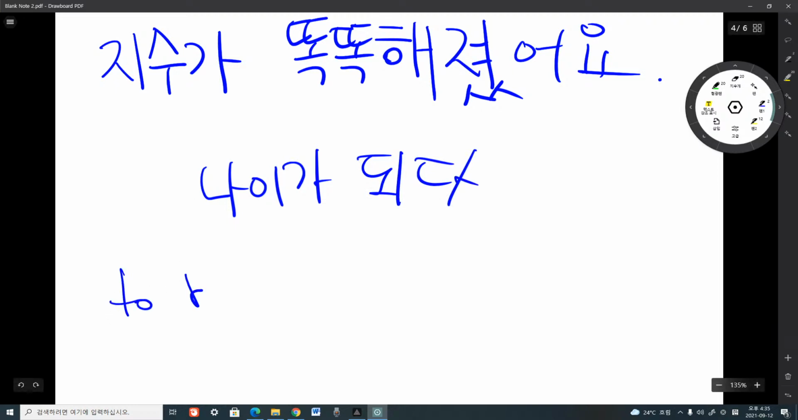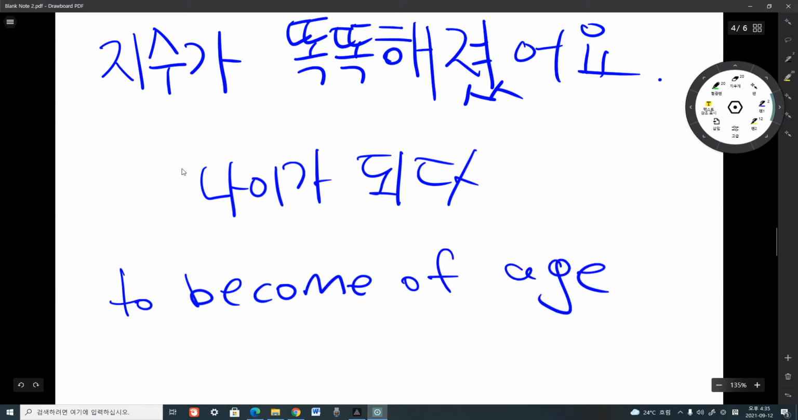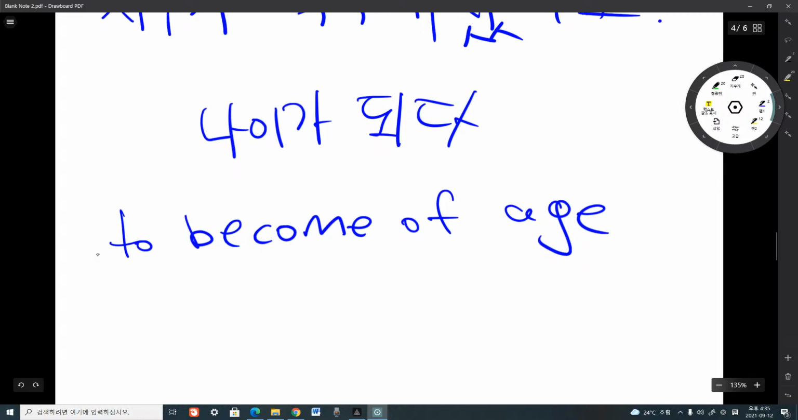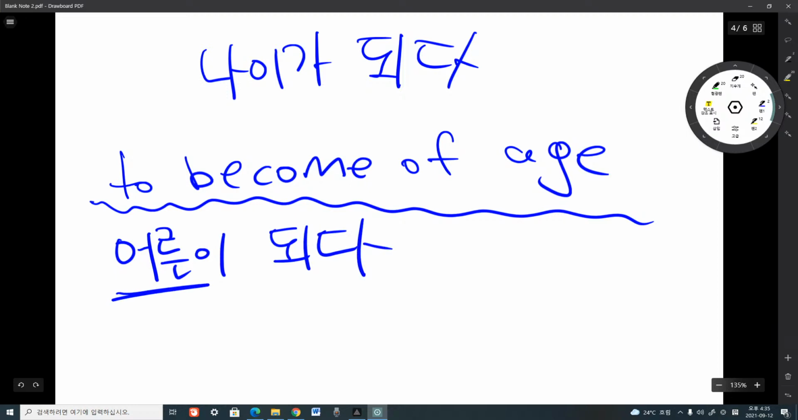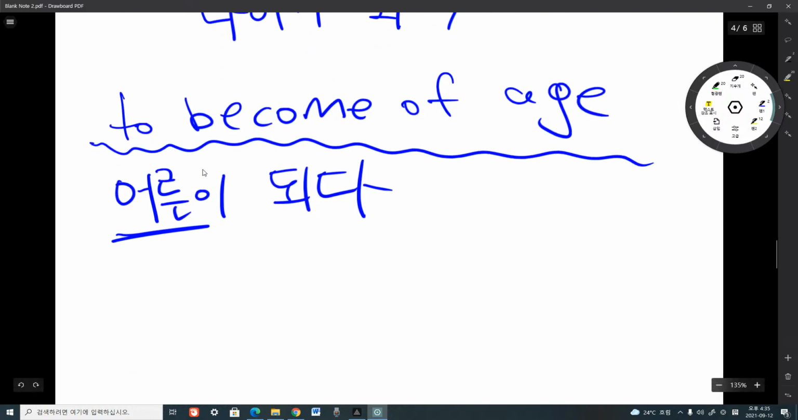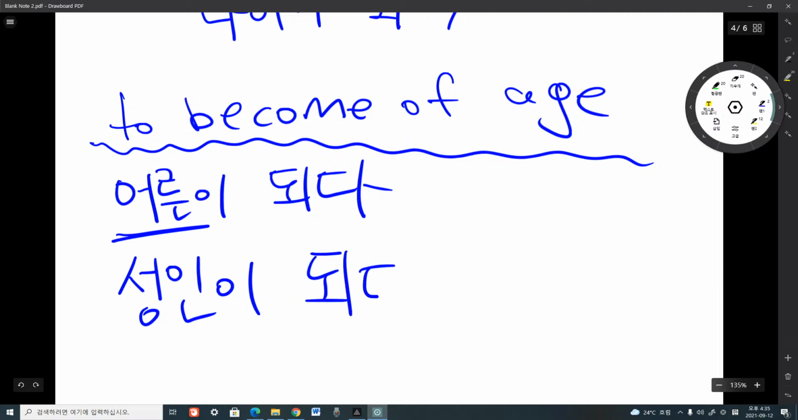To become of age, which means to become a legal adult. But we have a different expression for this particular verb. You can say 어른이 되다. 어른 means adult, so literally, to become an adult. Or a more proper way of saying it would be 성인이 되다.